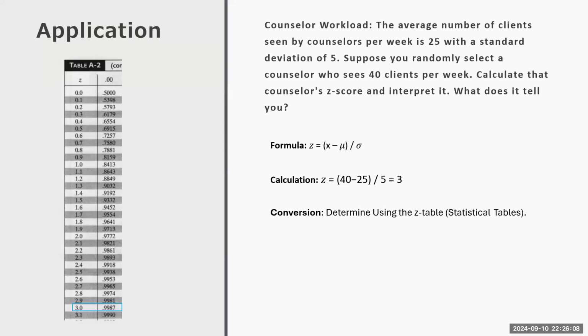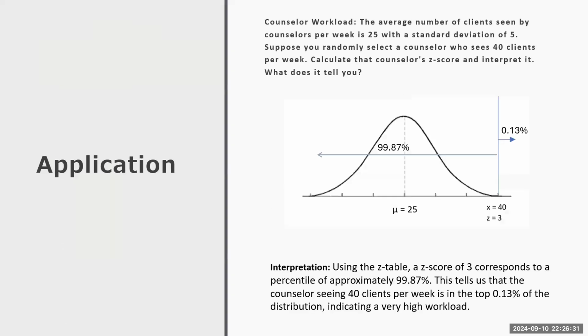Next problem. Suppose you randomly select a counselor who sees 40 clients per week. Calculate the counselor's z-score and interpret it. What does it tell you? So using my z-score formula, I'll calculate my z, which is a 3, and then I'll look at the table. And again, it just gives me 99.87. Not surprising, because I know that when I have anything at 3 standard deviations, 99.87% of the data is going to be at that point.